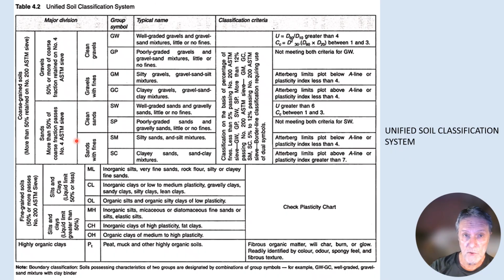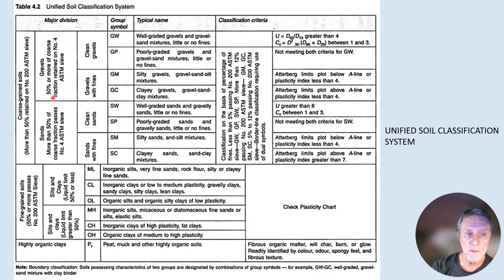I'm not going to go through this chart in a lot of detail, but this is our Unified Soil Classification System, developed in the early part of the 20th century, mainly, I believe, by Dr. Terzaghi. So soil classification is based primarily on size and plasticity.